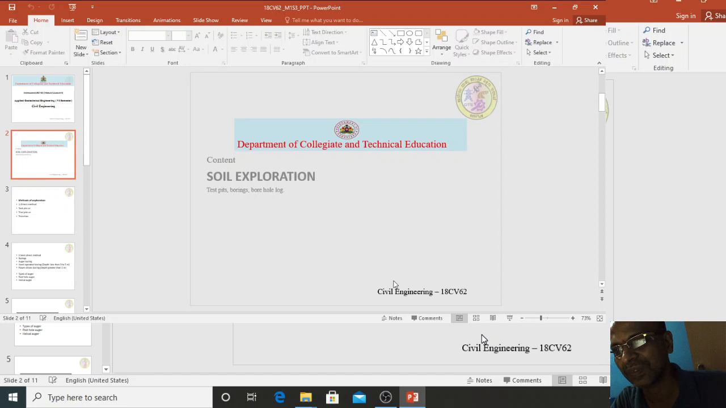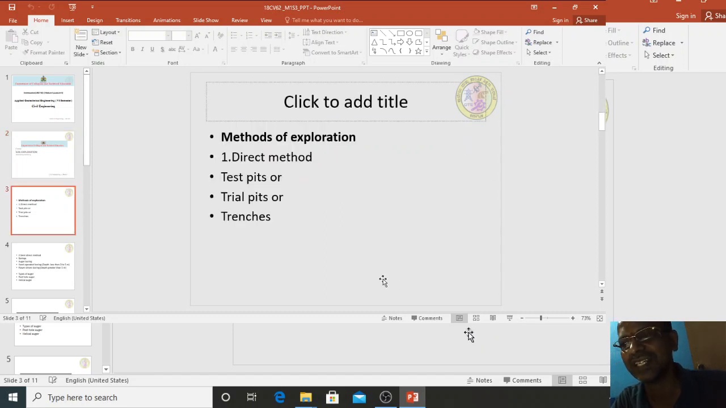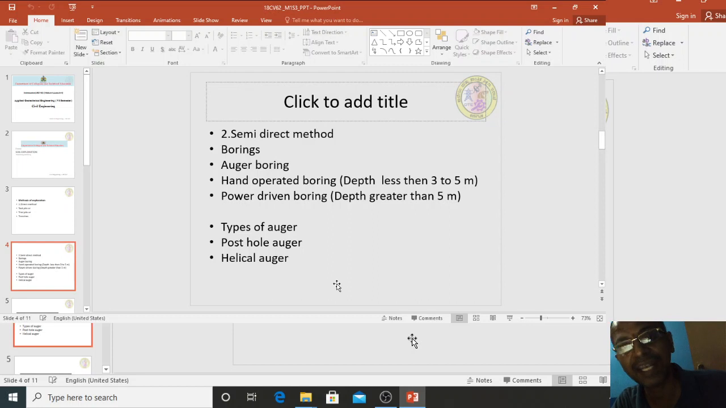One is the direct method, that is test pits, trial pits, trenches. In the semi-direct method, it is borings: auger boring, hand operated boring, power driven boring, etc. Again, we have to see what is meant by direct method. Direct method means we directly make a pit in the field, stand near that pit, and examine the variation of soil strata by depth. So it's called direct method.